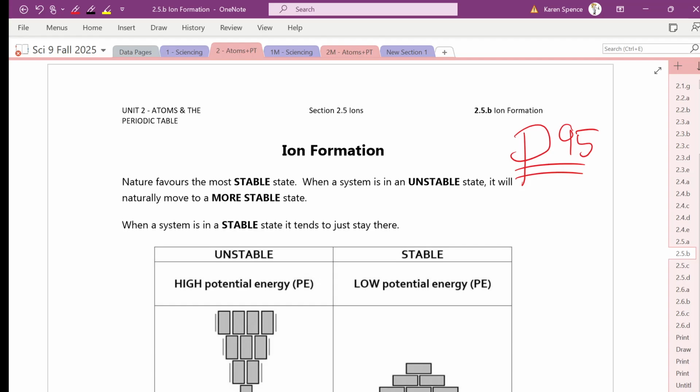So basically, we say that this has a high potential energy. Have you heard that before? High potential energy, and when it falls down, now it's on the floor, it's at a lower potential energy. And nature always tends towards a lower potential energy, towards a more stable state, right?